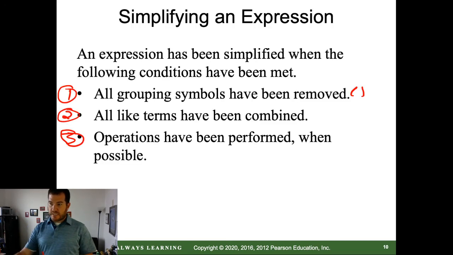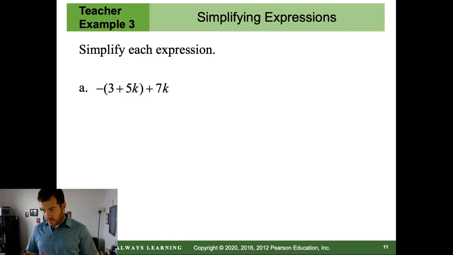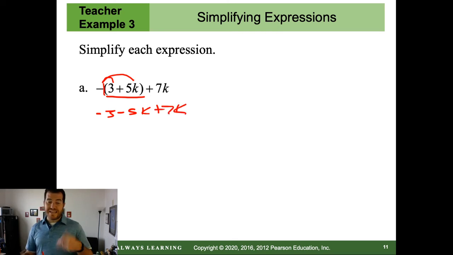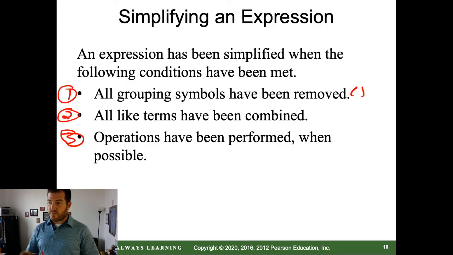Step 1 says all grouping symbols have been removed. So in my mind, I'm seeing this set of parentheses right here. How do I remove them? Well, I technically have a negative 1 here, right? I can distribute there. I can distribute there. So I get a negative 3. Now remember, this is the negative 1 times positive 5k. So that's minus 5k. And then I'm just going to bring down this plus 7k. Okay? So that's step 1. Did I get rid of the grouping symbols? Of course I did.